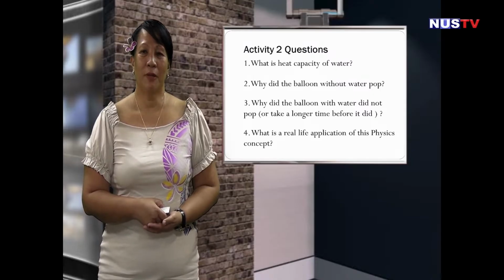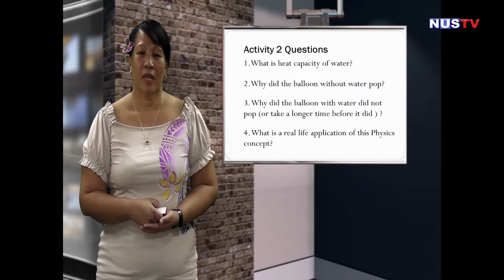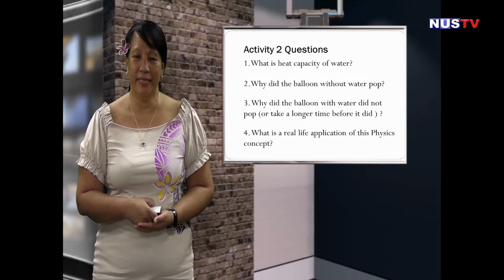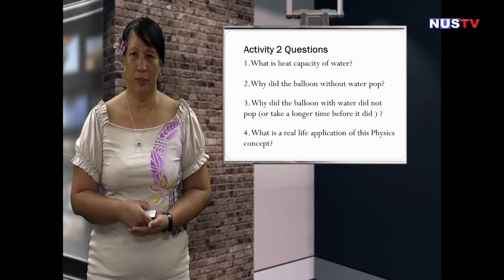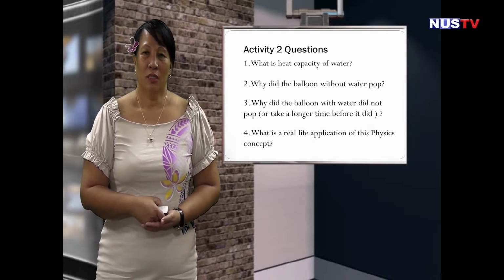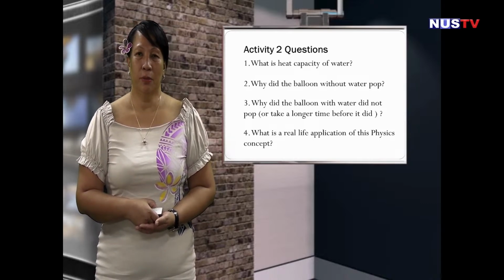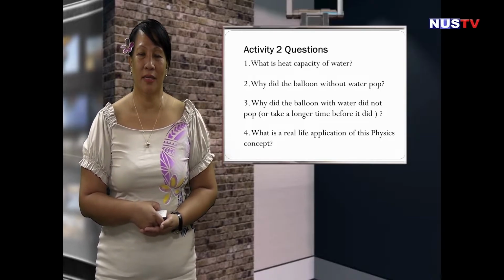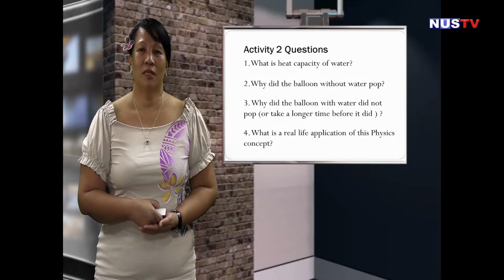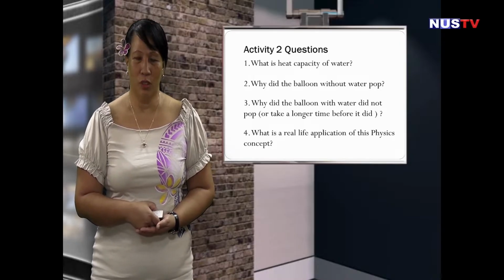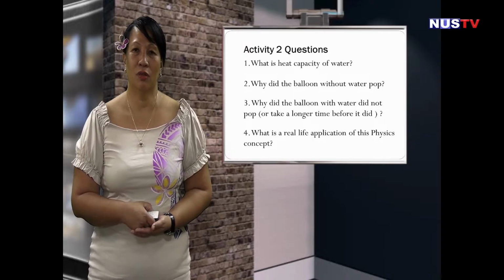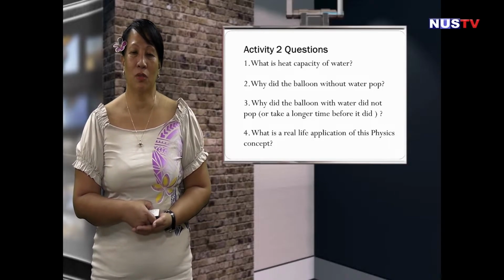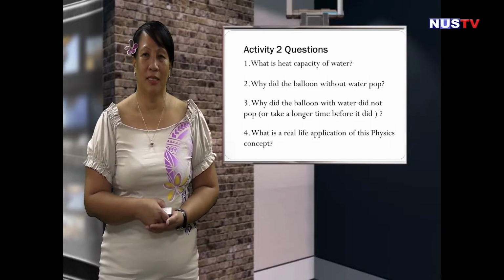Do you know what the heat capacity of water is? Heat capacity of water is the measure of how much heat water can absorb. Water is a very good heat absorber, and that's why it has a high heat capacity. That's why it takes longer to boil water. If you notice when you boil water, it takes a while before it's boiled. It's because of its high heat capacity.